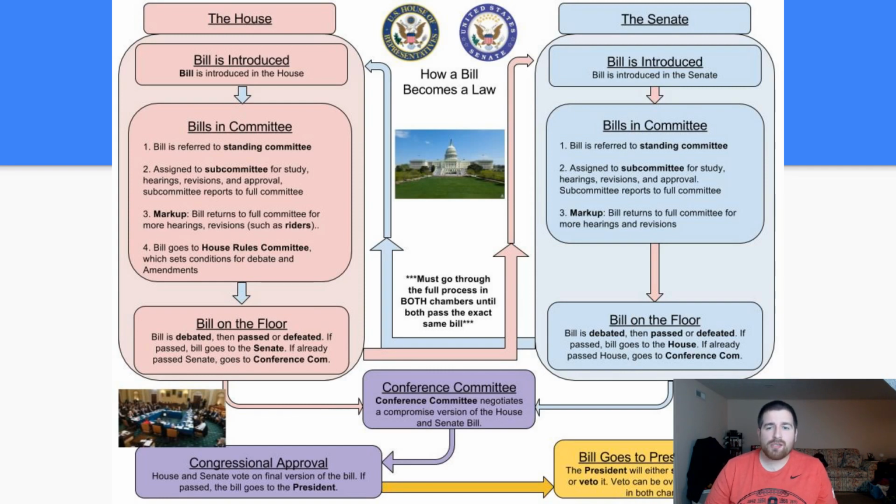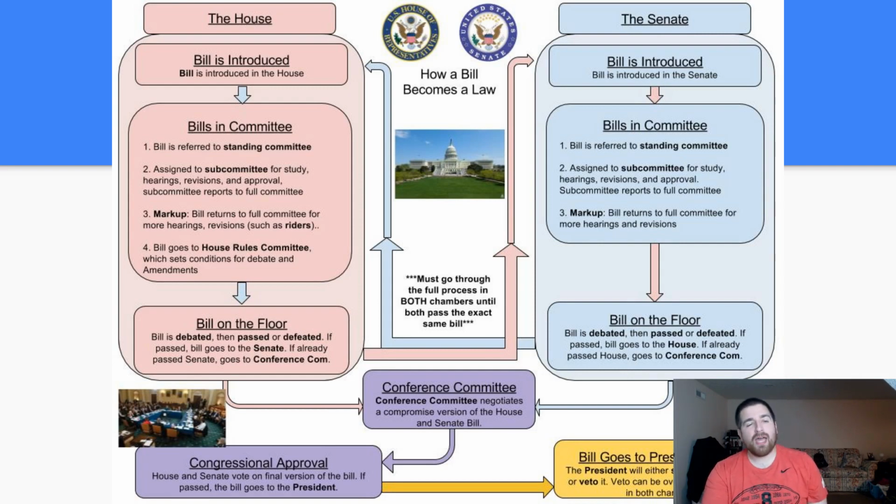So essentially, once the bill is finished in committee, it goes to the floor, it's debated, it's then passed or defeated, and if it's passed, the bill will go to the House. If it's already passed the House, then it goes to conference committee. So in this example, it passed the House first, now it's passed the Senate, and now it's going to go on to the conference committee. Now, if you remember, the conference committee is the joint committee of both the Senate and House. And now they're going to negotiate a compromise of this bill.